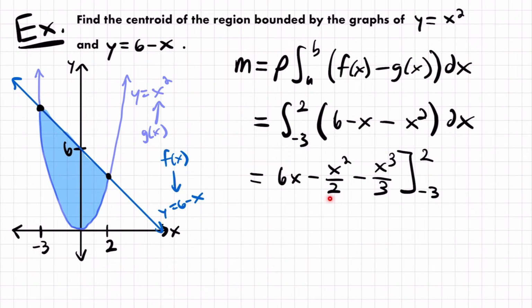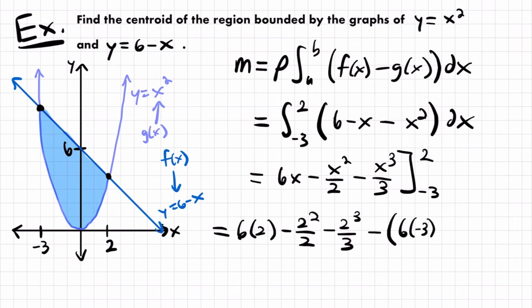Okay, and so now we can evaluate this at 2 and subtract the evaluation at negative 3. So this is equal to 6 times 2 minus 2 squared divided by 2 minus 2 cubed divided by 3 minus 6 times negative 3 minus negative 3 squared divided by 2 minus negative 3 cubed divided by 3.